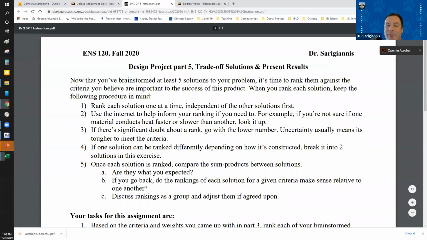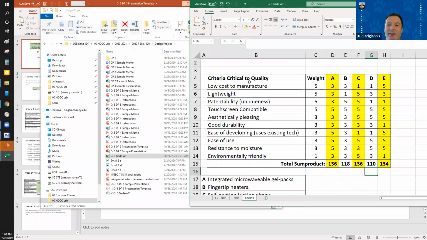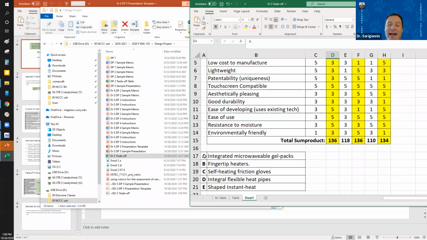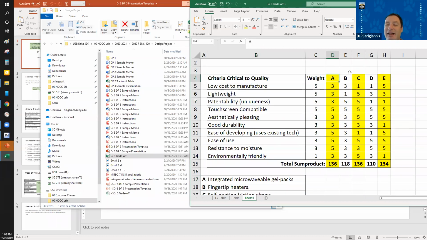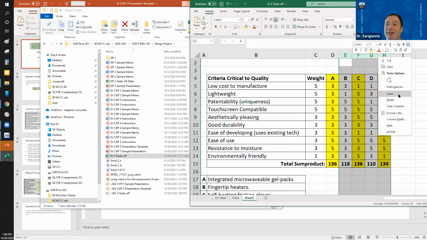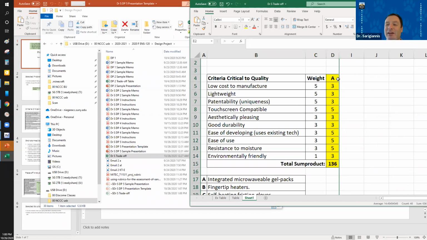Oh, I have my criterion. Let me go back to this. So I have my criterion here: low cost to manufacture, lightweight, patentable, etc. And notice for this, I just put my solutions A, B, C, D, E. And I have a key down here that tells me which one each of these solutions are. And what I did is I hid these other columns, and I did this one first.